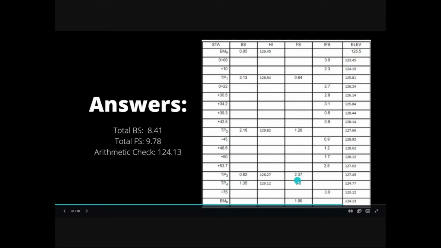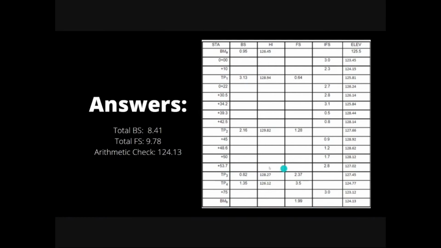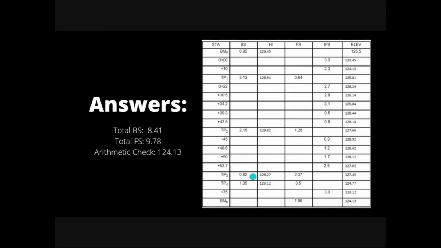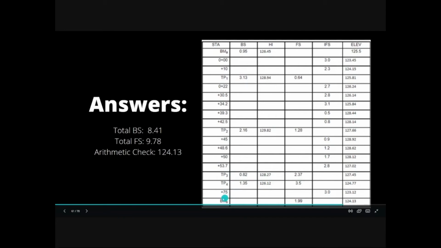The answer would be 127.45. Since there's a new bauxite reading, the elevation value plus the new bauxite reading, 0.82, we will get the new reading for the height of instrument, which is 128.27. Now, we were not able to determine the foresight value. We made another turning point.